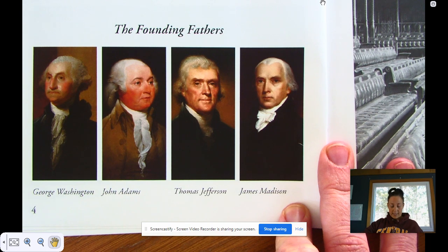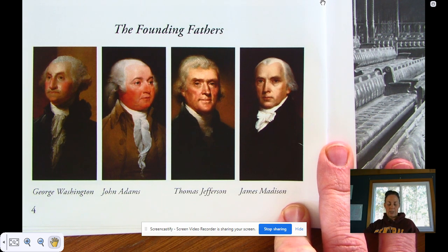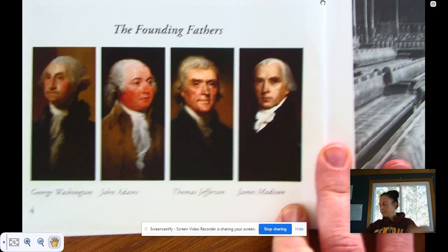They were working to make big decisions, pass laws. They were also, again, part of a bigger group called the Founding Fathers. That means that they worked to create and sign the Declaration of Independence and the Constitution, as I mentioned earlier.